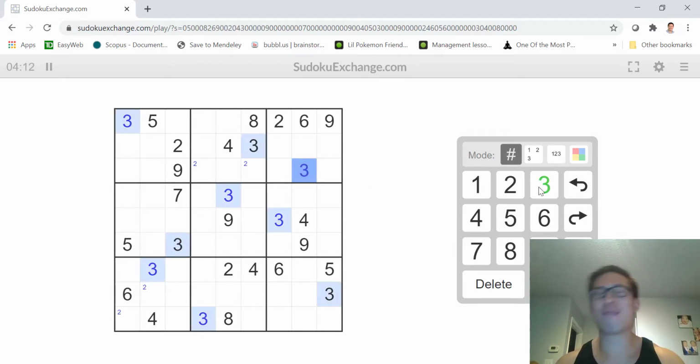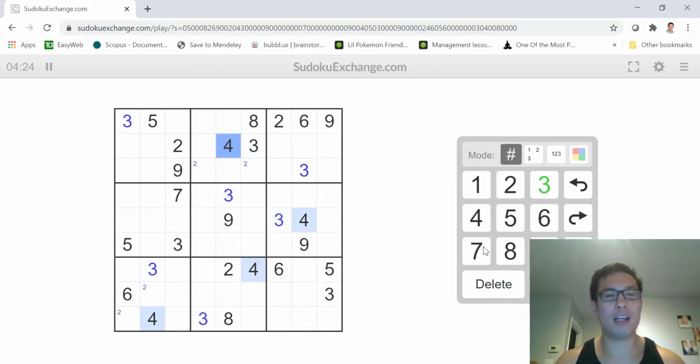And look at that. Great usability on this website, SudokuExchange.com. So it greens it out, meaning there are no other 3s that I need to input into the grid. At least I think. Moving on to number 4. As I go on, I'll probably speed it up a little bit because I want to get this video in a decent amount of time.